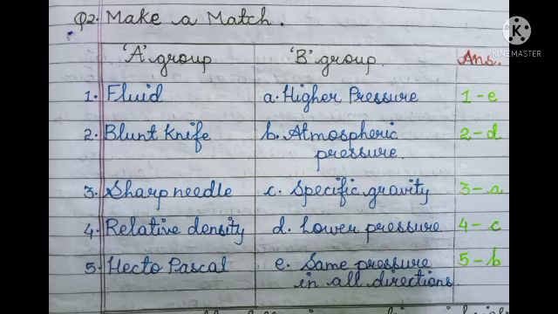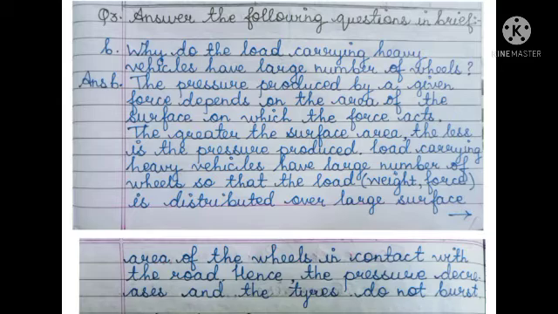Next one, hectopascal. What's the answer for hectopascal? It's the unit given for atmospheric pressure. So the correct answer is atmospheric pressure for hectopascal. Question number 3. Answer the following questions in brief. What is the first question? Let's see. Why do the load carrying heavy vehicles have large number of wheels?